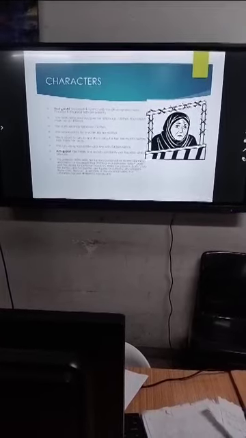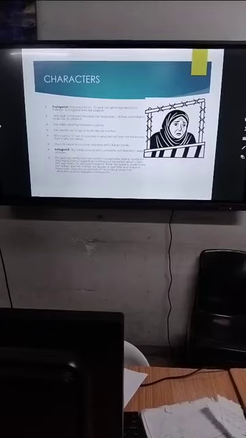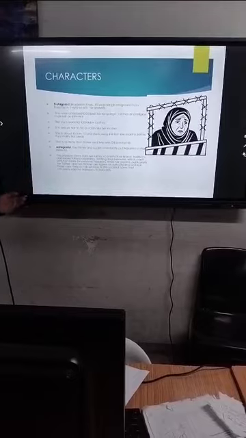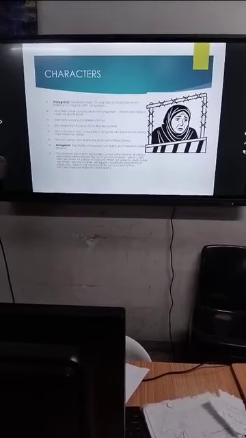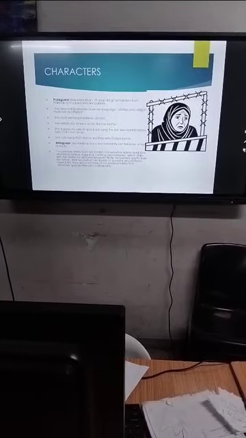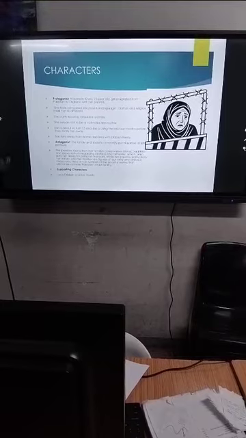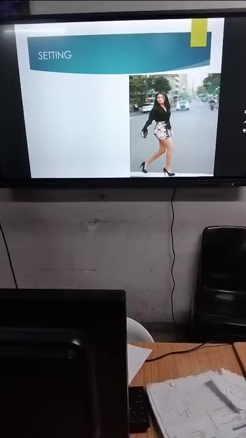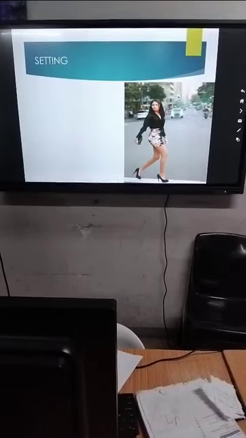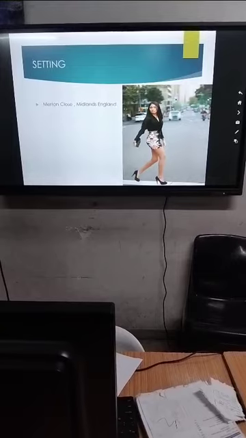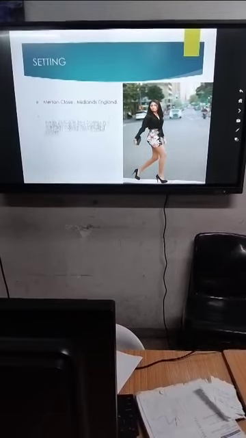While her parents, particularly her father and her mother, are figures of authority who enforce these rules, they act as symbols of societal norms that ultimately oppose Nasreen's individuality. Then we have supporting characters like Louise Dibben and her family, the friend of Nasreen. So now the setting of the story. Where is the story taking place? This story is taking place in Menton Close, Midlands, England.